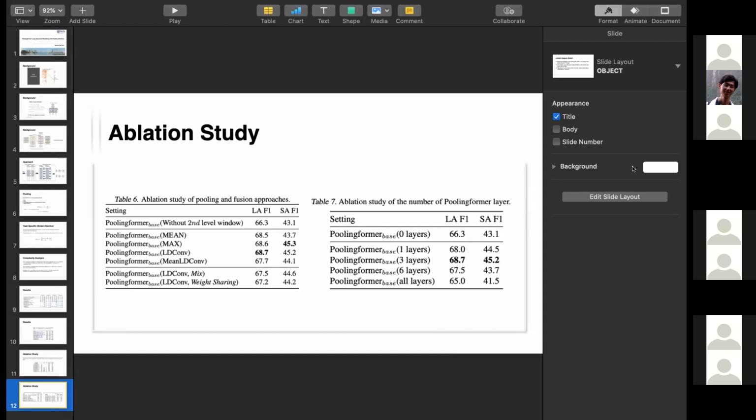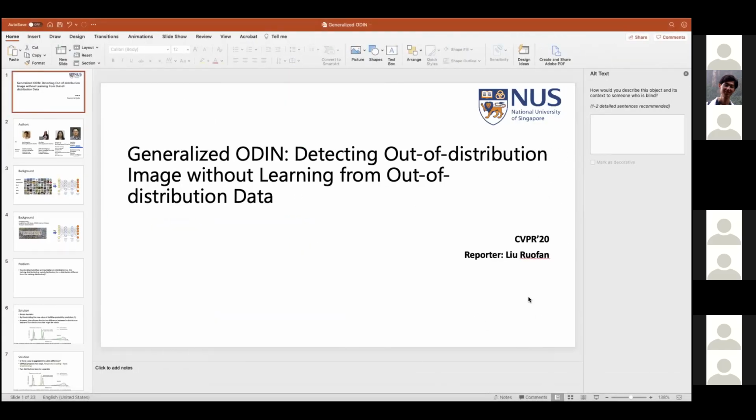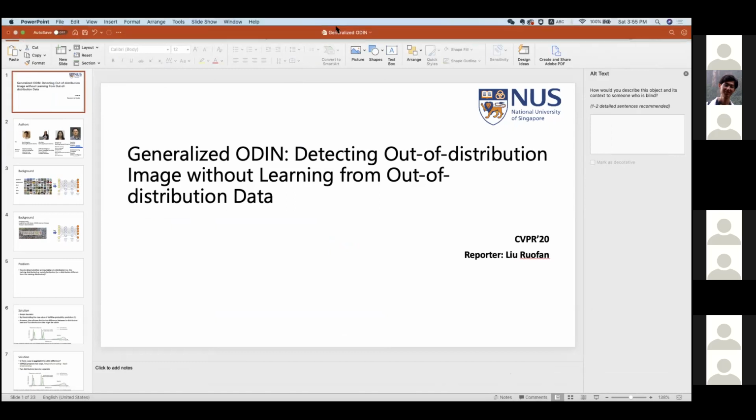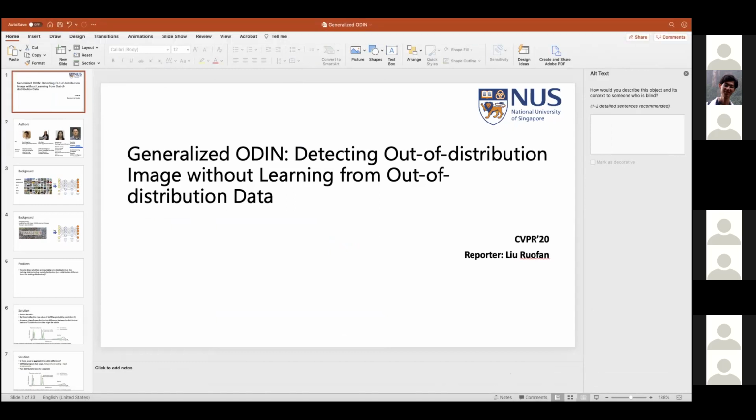Okay. Yeah. And is there any question for Yihao's presentation? If not, let's thank Yihao, it was a really very good presentation and well prepared. Let's proceed to the next presentation, which will be given by Ruofan. So Ruofan will give us a presentation on detecting out-of-distribution images without learning from out-of-distribution data. Okay, Ruofan, please go on.